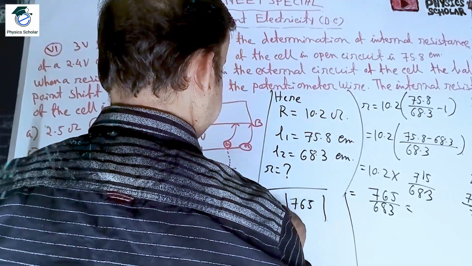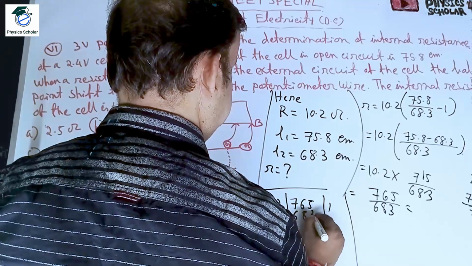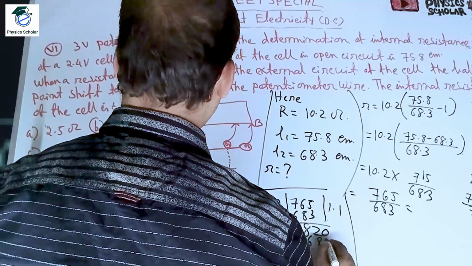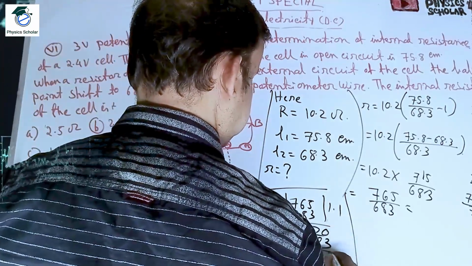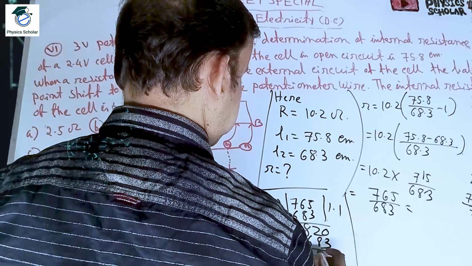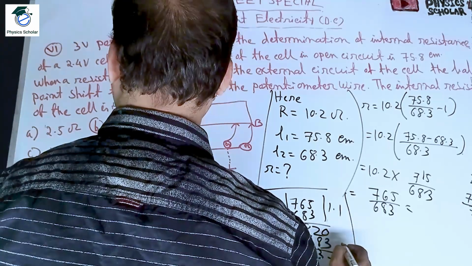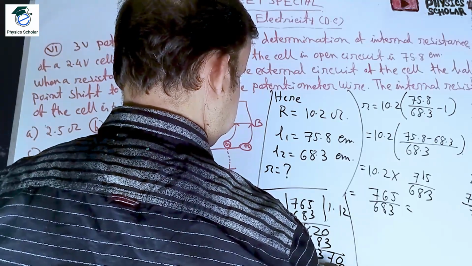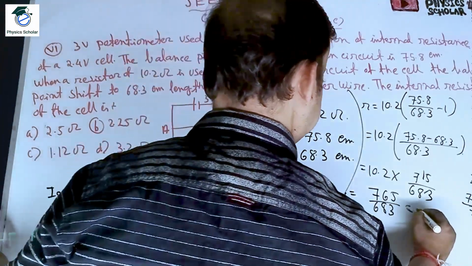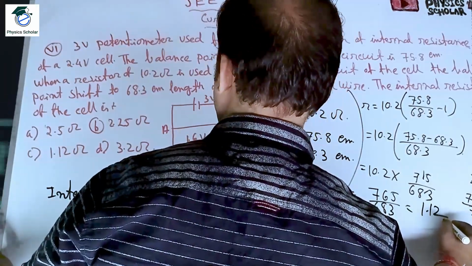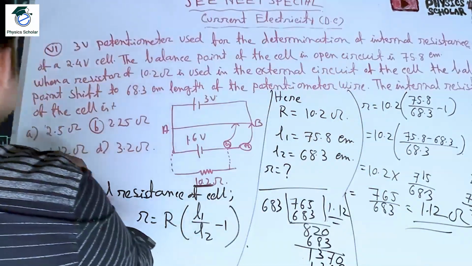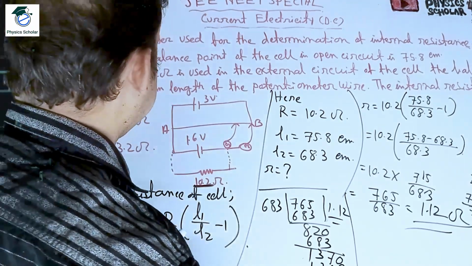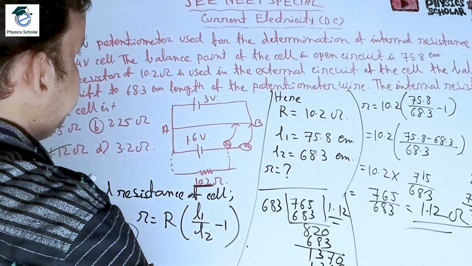Dividing 765 by 683, it comes 1.12. Clear? 1.12 ohms. That will be the internal resistance. That means the answer will be option number C. Option number C, that is option number 3, will be the answer.